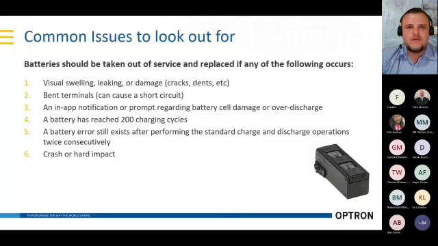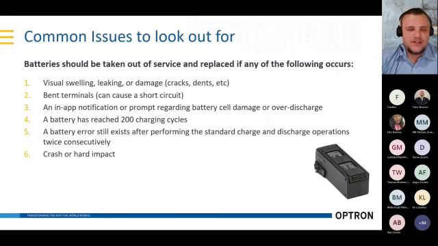Common issues to look out for: batteries should be taken out of service and replaced if any of the following occurs. Like I said, you can see visual swelling, leaking or damage, cracks, dents, or some melted terminals. Then also bent terminals, which can cause a short circuit and can also then affect your drone. It might fall out of the sky. And then on the app, on the controller, you can look for any notifications that it gives you about your battery, if the cells are damaged or if it's not operating normally.